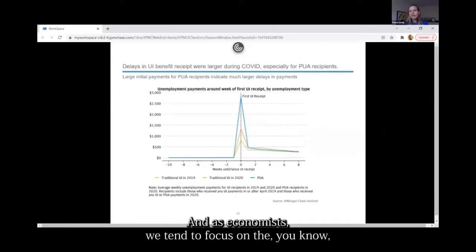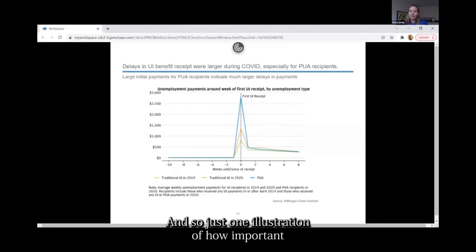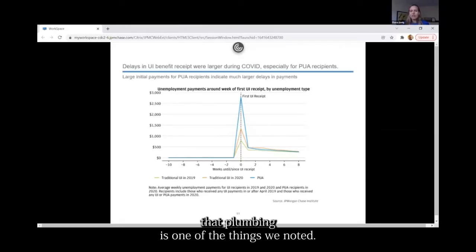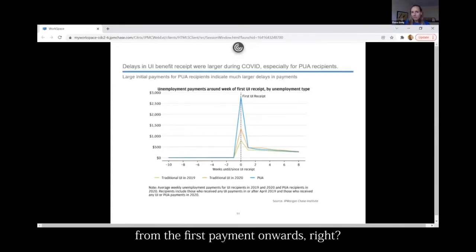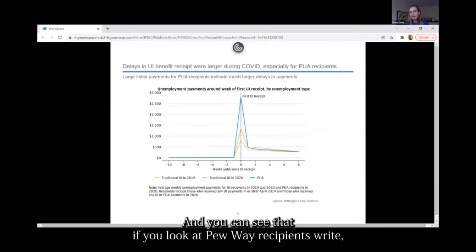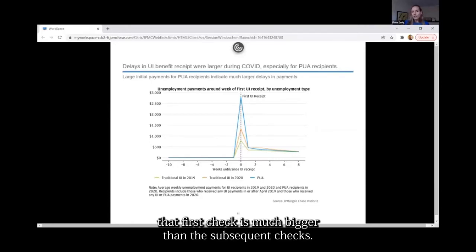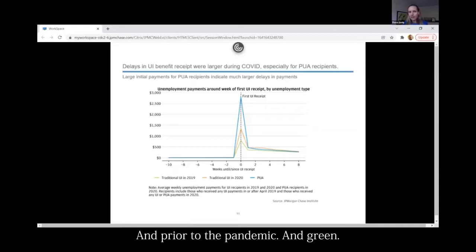And as economists, we tend to focus on the economics of policy and perhaps not enough on the plumbing of policy. And so just one illustration of how important that plumbing is. One of the things we noted, if we just look at the size of those unemployment payments from the first payment onwards, right? So week 0 is the first time that unemployment insurance check is received. And you can see that if you look at PUA recipients, right, that first check is much bigger than the subsequent checks, much more so than regular UI recipients, both during the pandemic in orange and prior to the pandemic in green.